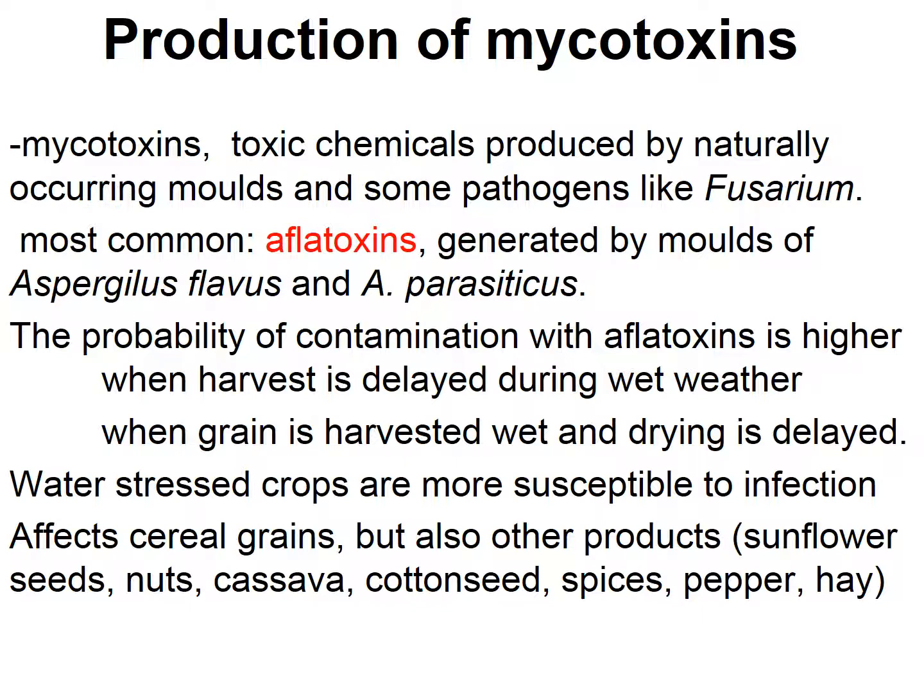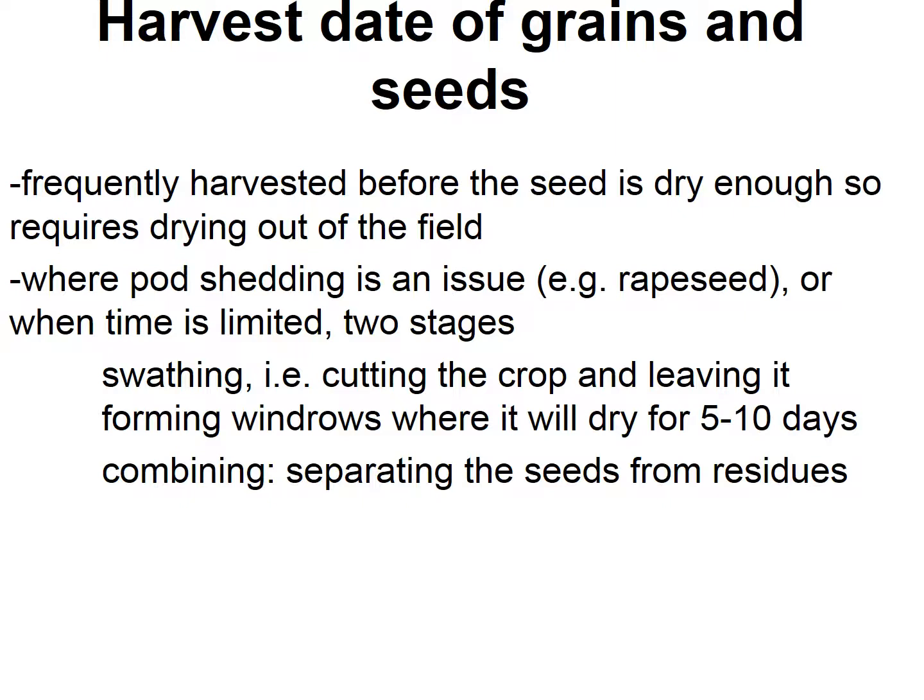Aflatoxin production does not only affect cereal grains but also other products like sunflower seeds, nuts, cassava, cottonseed, spices, pepper, hay. On many occasions, the seeds are collected before they are dry enough for storage, so they will require drying out of the field.